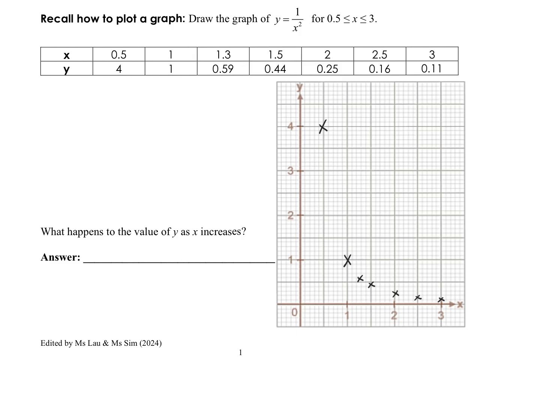So 1.5, box slightly above. So this is how the curve looks like. Y equals to 1 over x squared.